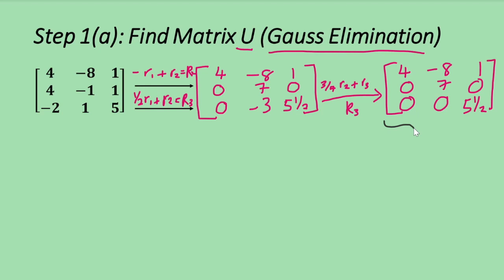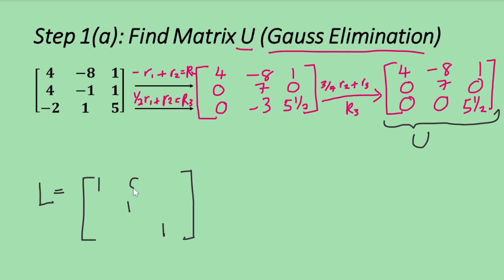Now, how do we find matrix L? If you still remember, in matrix L, the major diagonals are 1s. The values above the major diagonals will be 0s. And now we need to find these three values here, which are L21, L31, and L32.